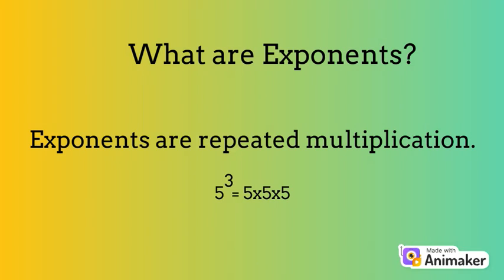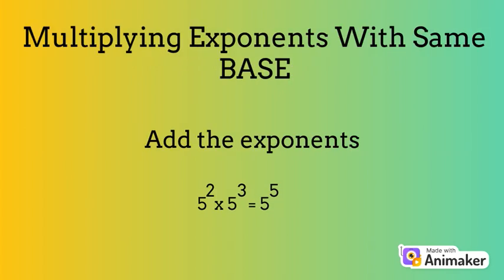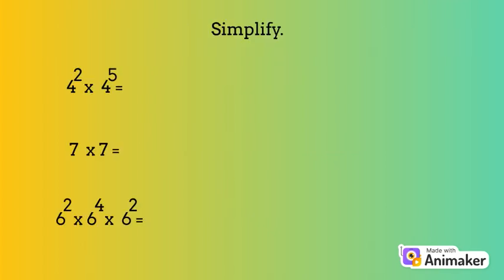So now let's see what exponents are. Exponents are repeated multiplication. As you can see, 5 to the power of 3 is 5 times 5 times 5. To multiply exponents with the same base, you need to add the exponents. So 5 to the second power times 5 to the third power equals 5 to the fifth power, because 2 plus 3 equals 5. We're going to do some examples right now.